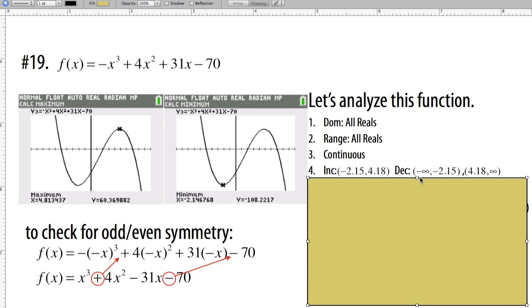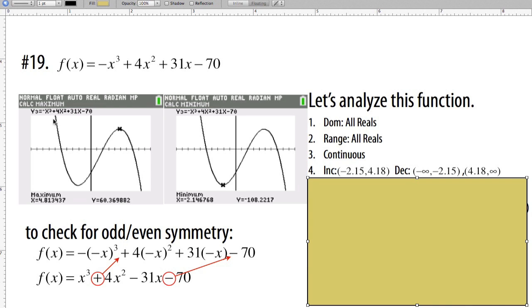Increasing and decreasing. Now here, this is important. This is the part where you really want to be able to work your calculator so that you can find these points. Because without these points, I can't do the minimum or maximum, or I can't do the increasing and decreasing.